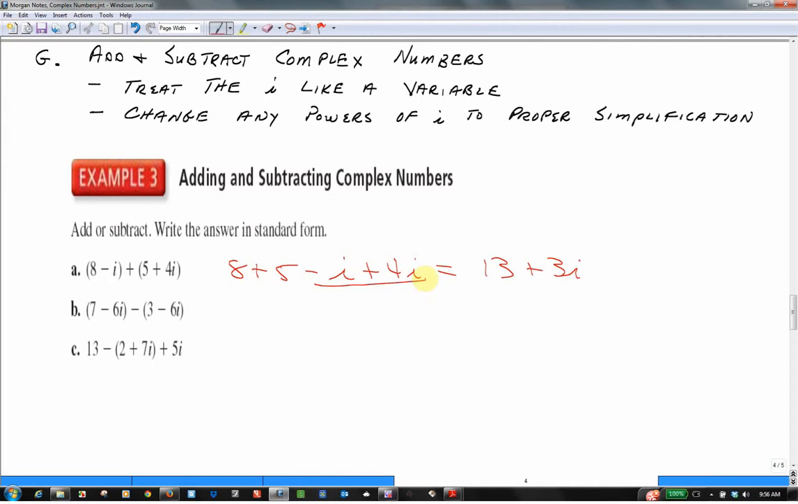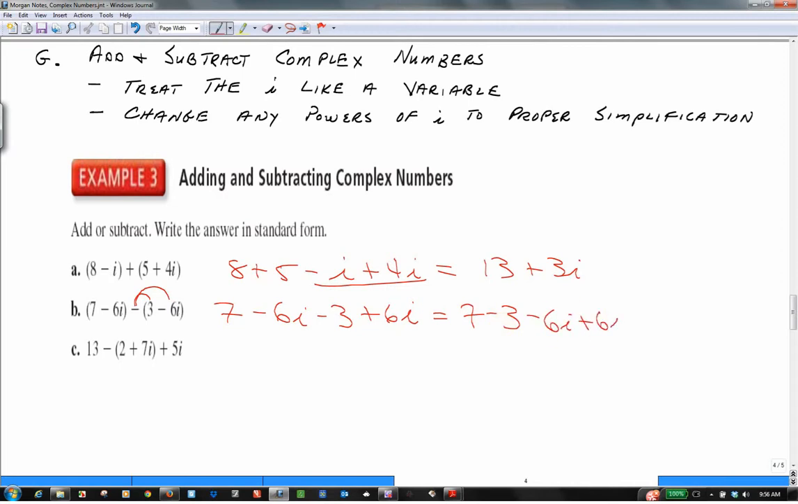I have a 7 minus 6i. Now then I distribute my negative into the 3. That would be minus 3. And I distribute the negative into the negative 6i. So a negative and a negative would be plus 6i. Okay, now I can rearrange those to look a little better.